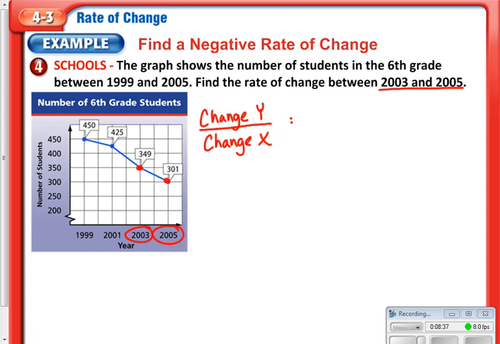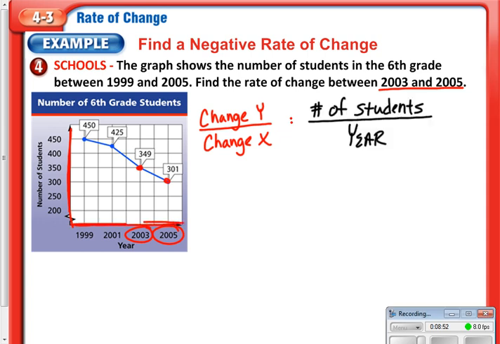To figure out this rate, again, we do our change in y over change in x. The y-axis, our vertical axis right here, is talking about the number of students. Our x-axis, our horizontal axis, is talking years again. So I'm going to go ahead and write that information out, number of students over years. The two values that we need to use again are 2005 to 2003. So here we go, 2005, take away 2003. Well, we know that that's going to be a difference of 2 years.